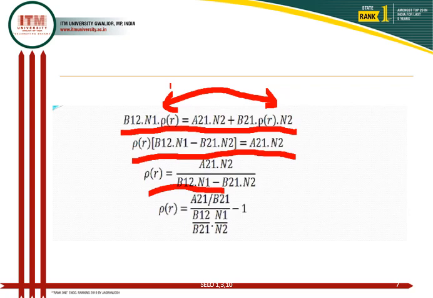Just see this. Here we just bring this in the denominator of A21 N2. So even you can take B12 and B21 from there, like this. You can write like this, and this is your value of density.